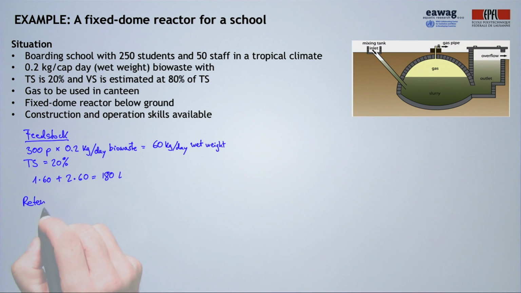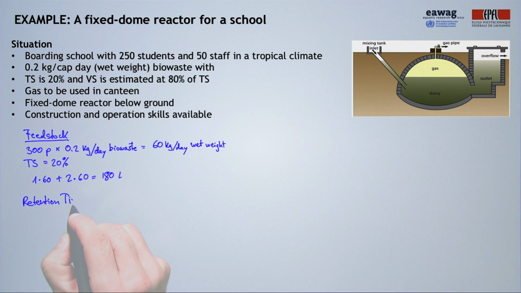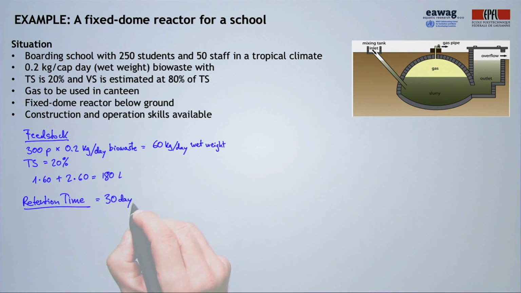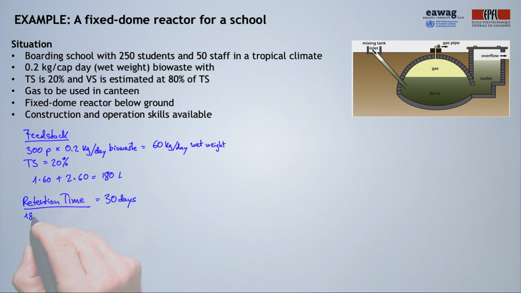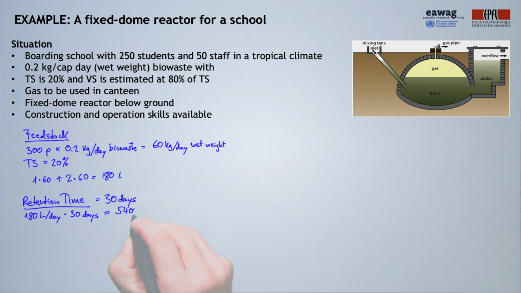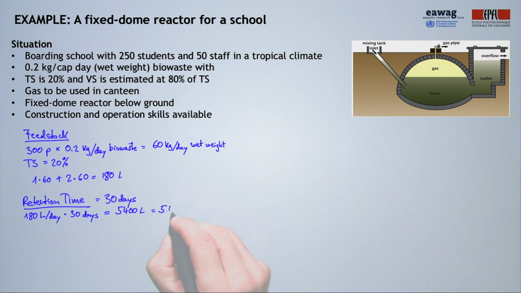Next, let's look at retention time. For a digester in a tropical climate, we can assume a good retention time would be around 30 days. So that means 180 liters per day times the 30 days equals 5,400 liters, which are equal to 5.4 cubic meter.